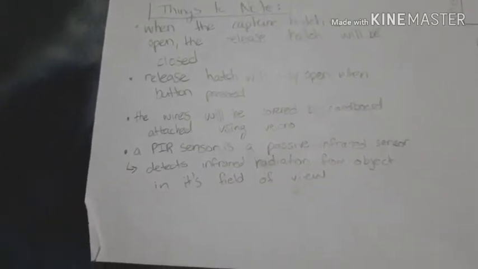The wires will be covered by cardboard attached by Velcro, and I'm talking about the cover over here I made for all my Arduino and my battery. And then I'm just explaining what a PIR sensor is. A PIR sensor is a passive infrared sensor which detects infrared radiation from objects in its field of view.